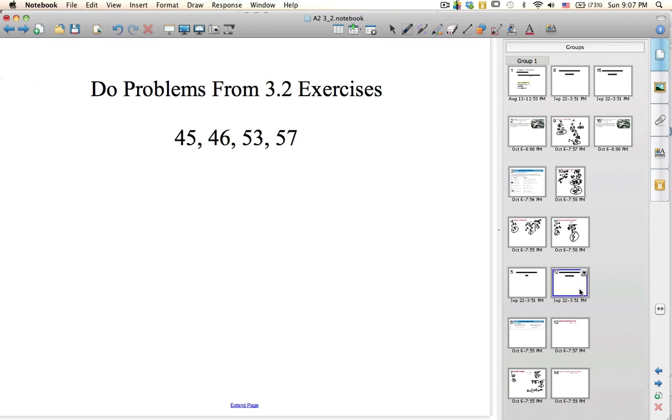Okay, go ahead and get a little practice. Do problems 45, 46, 53, and 57. And then come on back so we can do a couple more things and then solve that word problem.